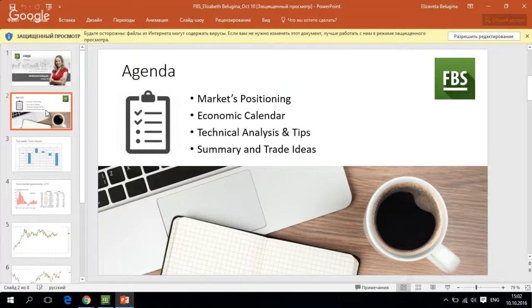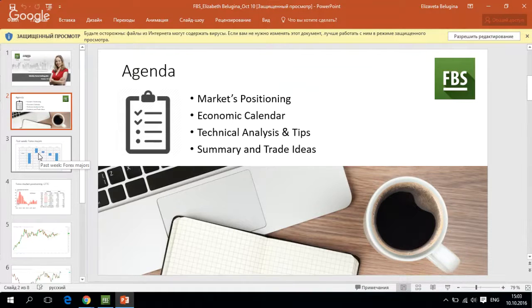So our agenda, as usual, is the following. Firstly, we discuss how the market is positioned. We see what are the actions of large players and try to make conclusions from these actions. Then we study the economic calendar to be prepared for economic releases, as these releases have great impact on currencies. Then we switch to MT4 and study the charts. And finally, at the end, we summarize everything and our trade ideas.